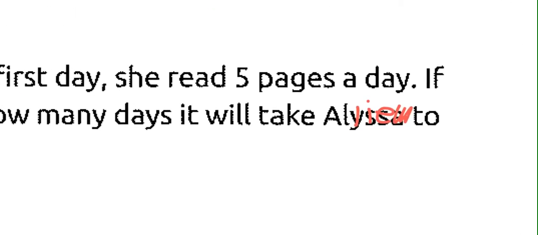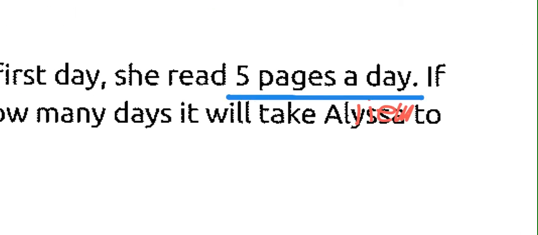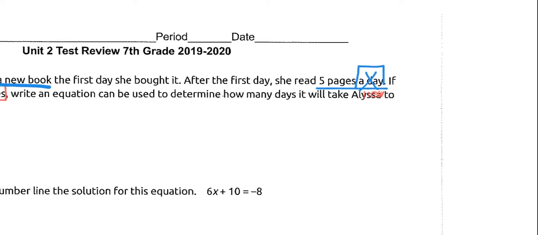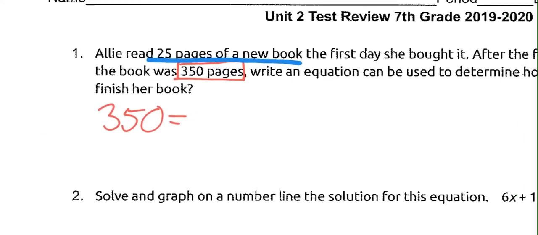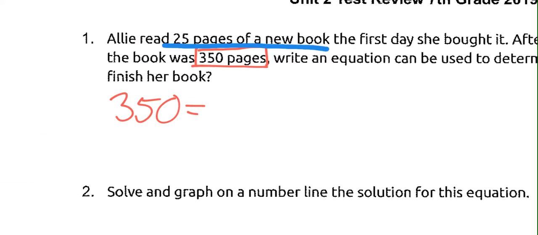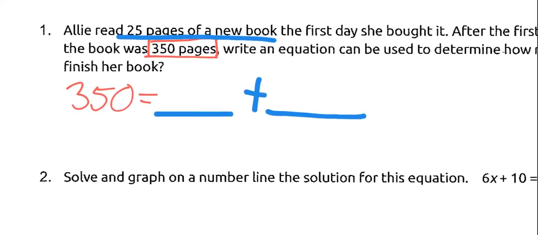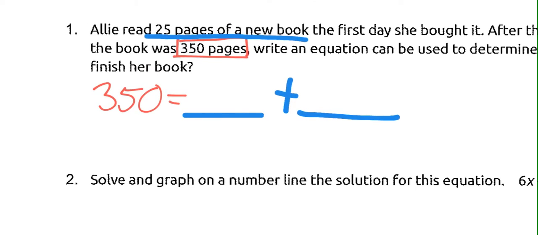And this says after the first day, she read 5 pages a day. I know it says a day, but it's per day or every day. So we know that x or d or whatever letter you want to use for days, we are going to use that for days. So 5x, or 5 pages per day. So you're going to be looking at 5x. And now we need our total to equal that 350. So we're going to have our 25 pages out of the book. We are also going to have our 5 pages per day. Hopefully you were listening to the video so you can finish that part up.